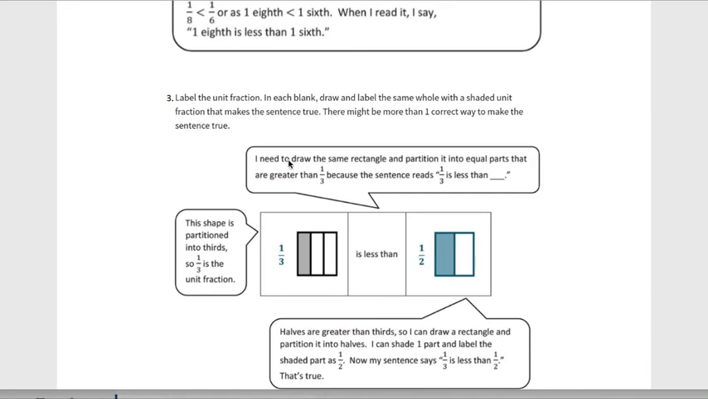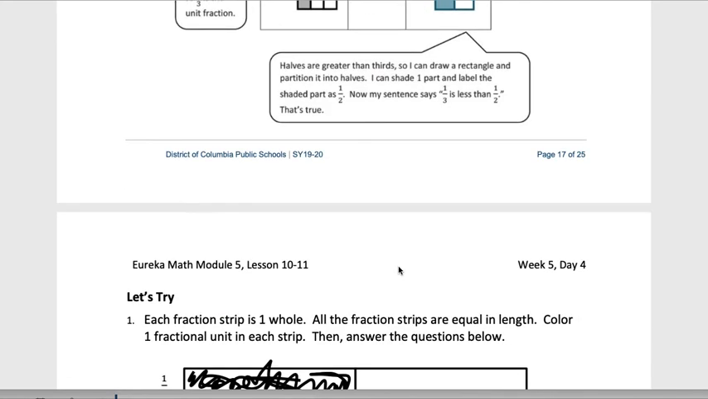Okay, so when it says I need to draw the same rectangle and partition it into equal parts that are greater than 1/3, it's so important that you're using the same shape. So if you see that this shape was a square, you need to draw a square and then see whatever fraction could be less than. So 1/3 is less than 1/2. That is true. It's smaller. 1/3 is smaller or less than 1/2. You could also have said 1/2.